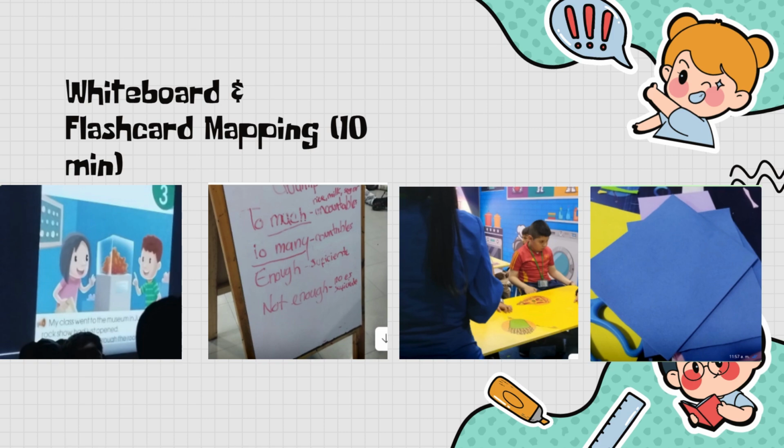Whiteboard and flashcard mapping, 10 minutes. The interactive task was assigning the much and many flashcards to their columns. By the end of this phase, the rule was visually clear: many on the countable side, much on the uncountable side. This visual was our constant reference.